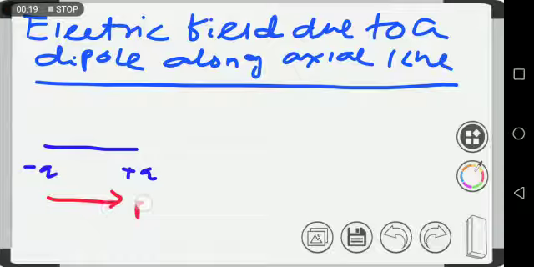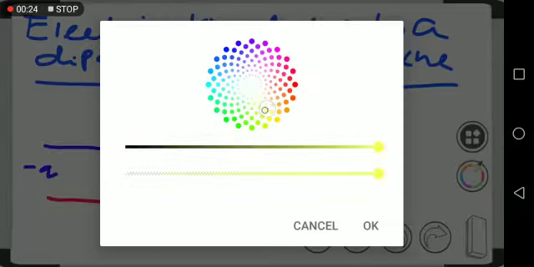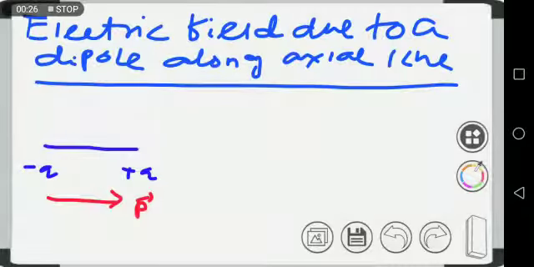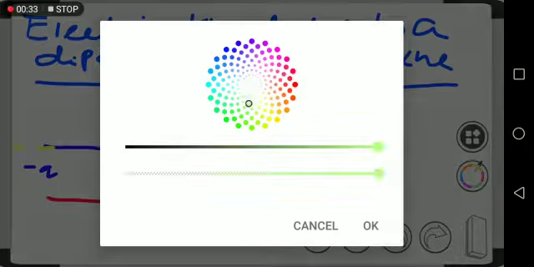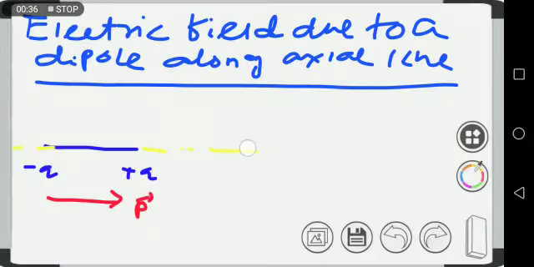This is p, the dipole moment, and what we call the axial line is a line which is lying along the axis of this dipole. Okay, so along the axial line we choose a point. Suppose this point is M, where we need to find out the electric field due to this dipole.